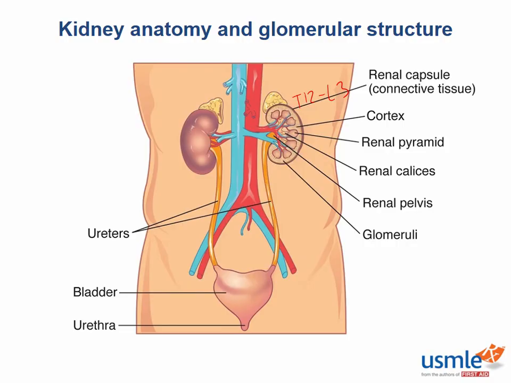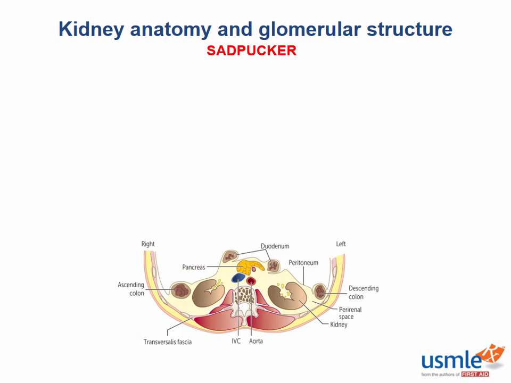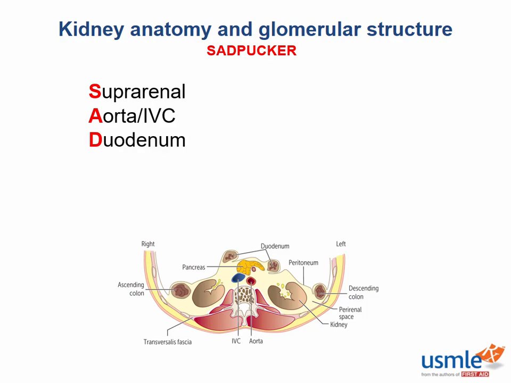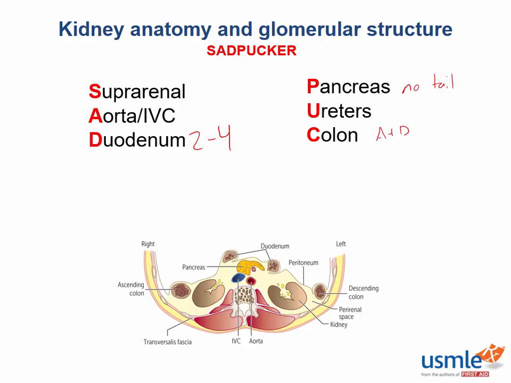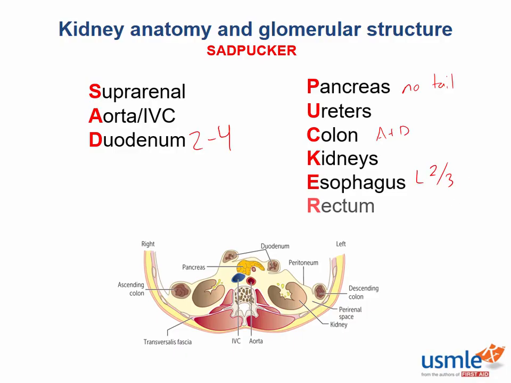The kidneys are part of the SAD-Pucker mnemonic and specifically the K, so let's run through that briefly here. S in SAD-Pucker stands for suprarenal or adrenal glands. A stands for aorta or IVC. D stands for duodenum and specifically the second through the fourth parts. P for pancreas, not including the tail. U for ureters. C for colon, specifically only the ascending plus the descending colon. K for kidneys. E for esophagus, only the lower 2/3. And don't forget about R for rectum.